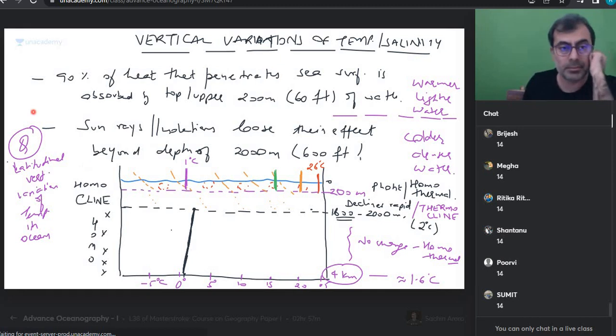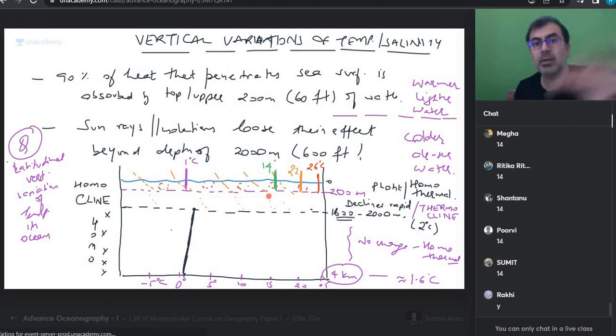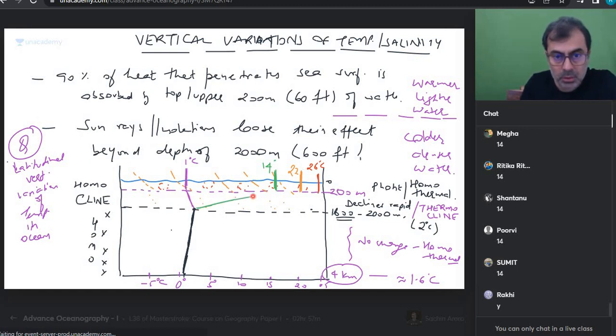Everyone, have you done this? 22, 14. These are the average temperatures of surface in the oceans. Done? Now I have a very, very simple exercise for you if you are doing this with me. Just connect this.